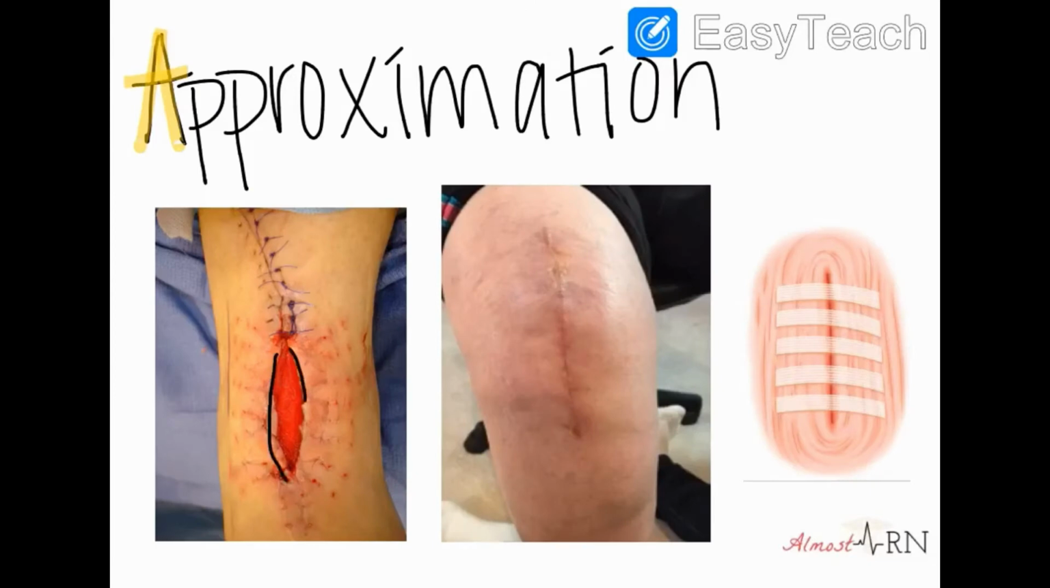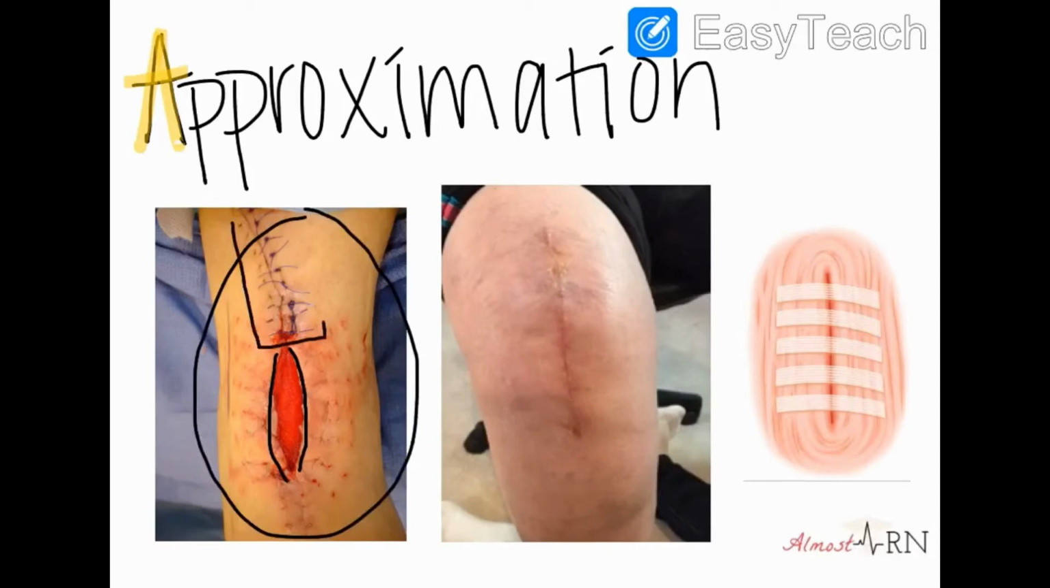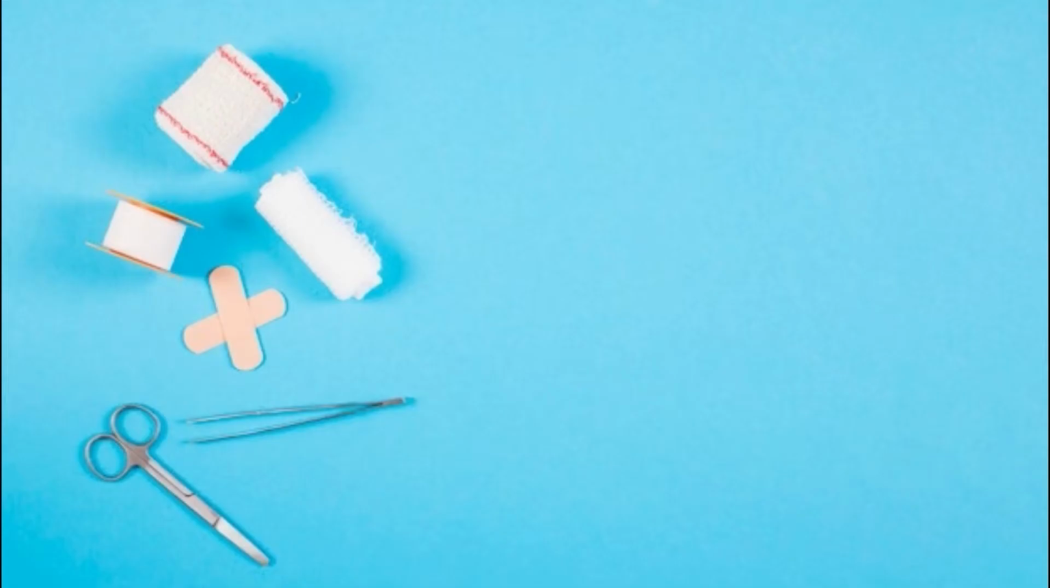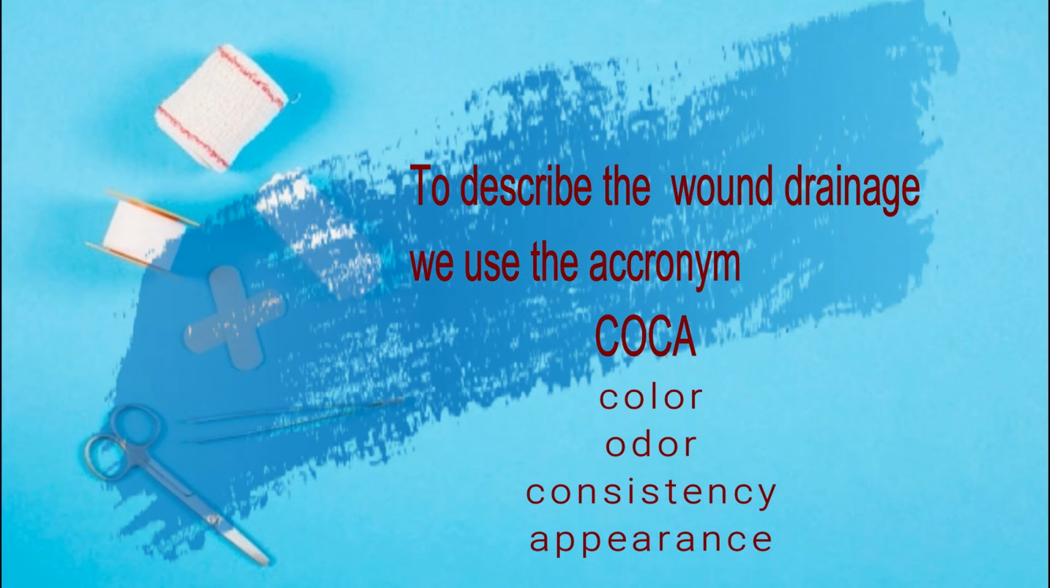Here you can see that this picture that I just drew on has a little bit of both. Up here is very well approximated, but down here, that's not well approximated. We also have some helpers that we can use to help approximate the wound. These guys over here, Steri-Strip. To describe the wound drainage, we use the acronym COCA: color, odor, consistency, and appearance.